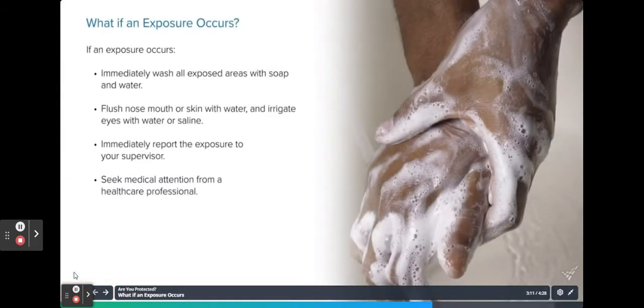If you believe you may have been exposed to blood or a body fluid, it is vital that you follow the specific steps outlined in your exposure control plan. If an exposure occurs, immediately wash all exposed areas with soap and warm water. For blood splashes to the nose, mouth, or skin, flush all areas with water. For blood splashes to the eyes, irrigate your eyes with water or saline solution. You must immediately report the exposure to your supervisor and seek medical attention from a healthcare professional.